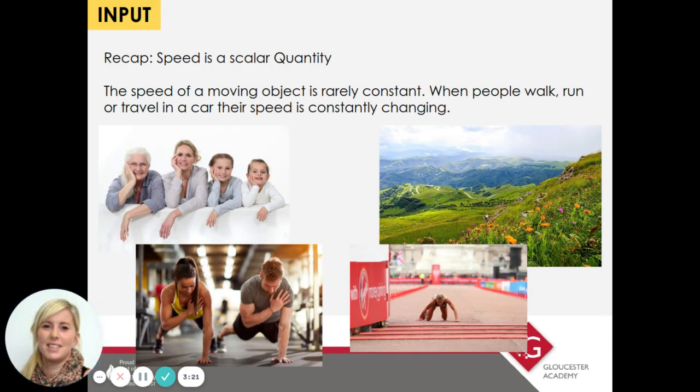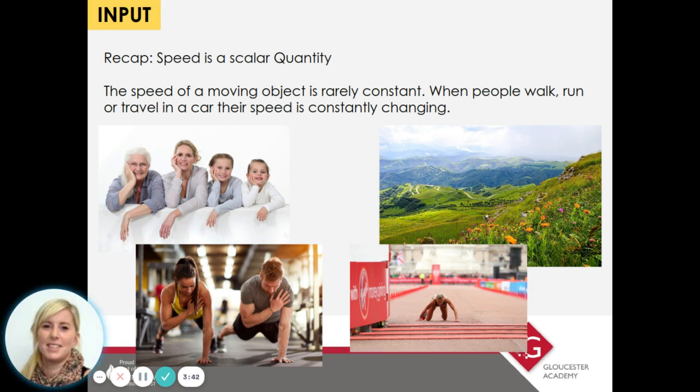Okay, so quick recap then. Speed is a scalar quantity. So earlier in this topic, I've taught you that there's 2 different types of quantity. You've got scalar and vector. So scalar quantities have a size only. They don't have a direction. So if we say something's traveling at 30 meters per second, then that's the speed and it doesn't have a direction.